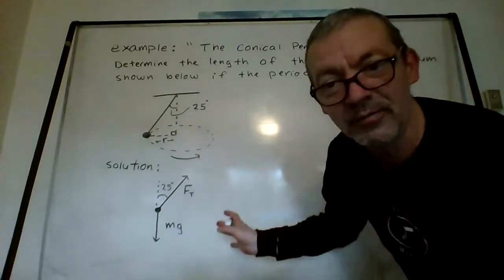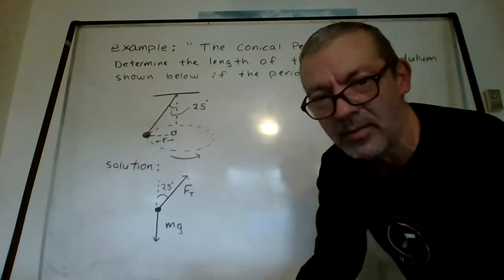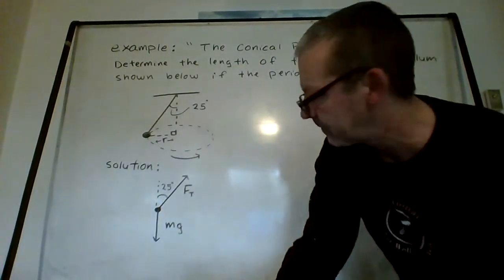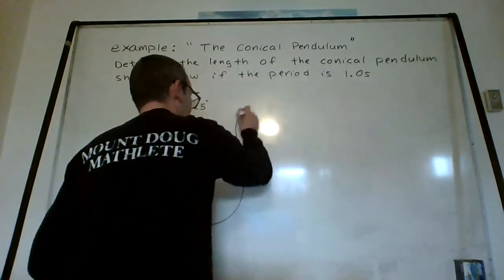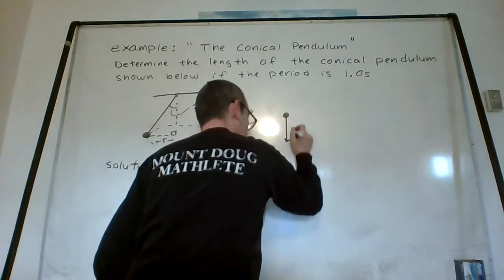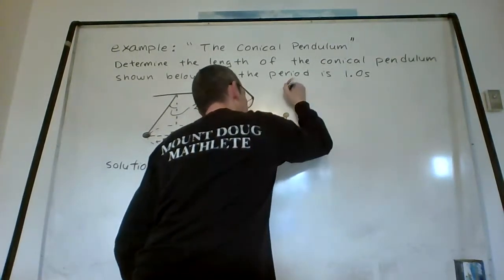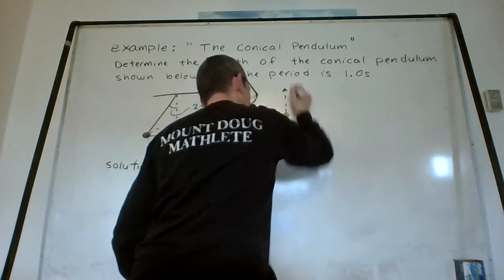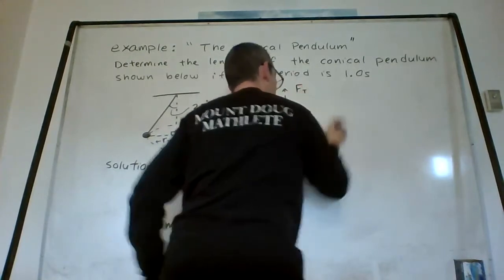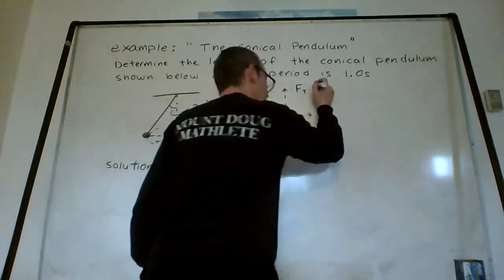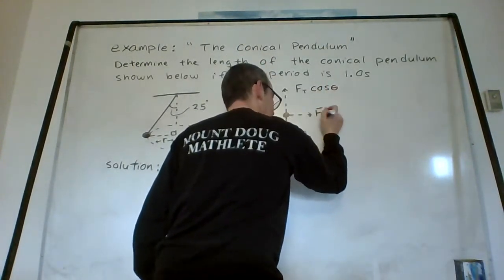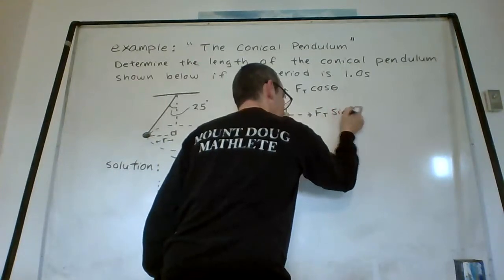I'm going to resolve that tension vector. So I'm going to draw the diagram one more time and split up that force vector into vertical and horizontal forces. When I do that, I get a vertical tension component of tension cos theta and a horizontal tension sine theta.